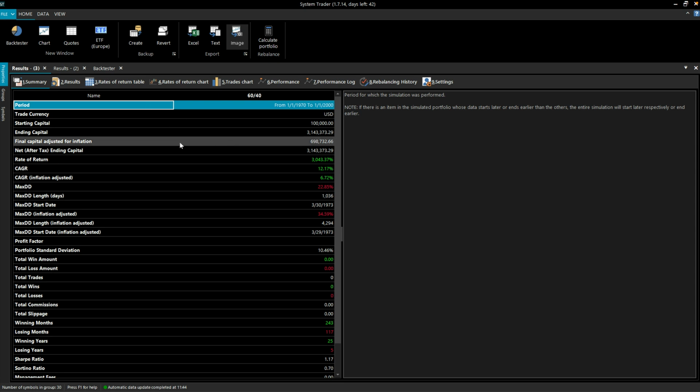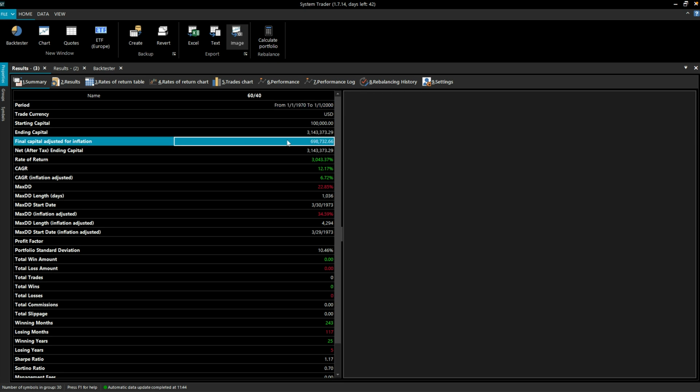The adjusted for inflation ending capital here is 698,000. And here it's 692,000. So basically, the difference is around 6,000. What I wanted to say is that the difference between the portfolio with and without paid commissions is really very small. And I'm not saying that we don't have to pay attention to commissions, we should, but in a passive portfolio, they are not that important.